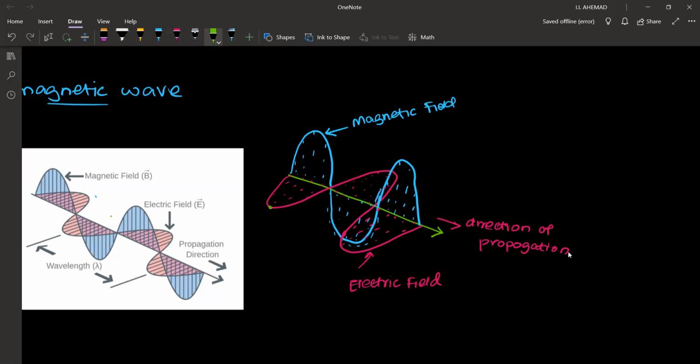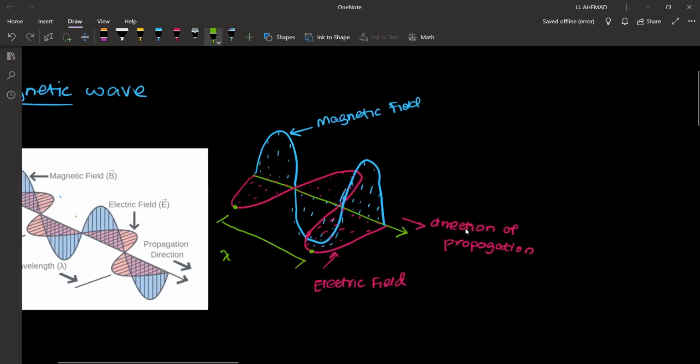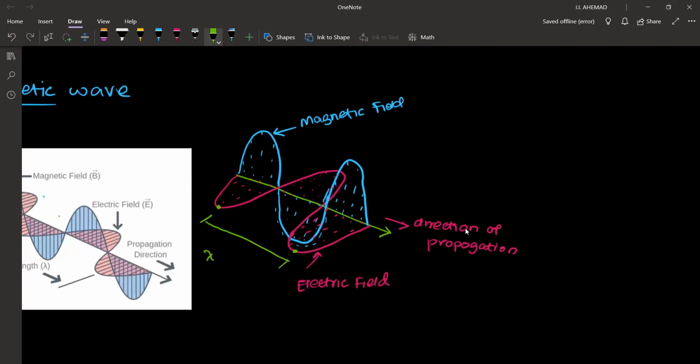And the distance between the adjacent crests, you might have studied in your O levels, right? Crest and trough. So the distance between two adjacent crests, we call the wavelength, lambda. Once you're done, let me know.